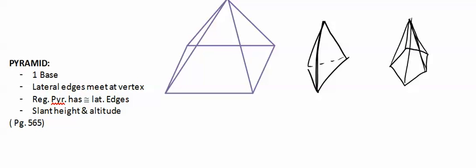Today's section, 12.2, we'll be talking about just pyramids. And you'll see on the left-hand side a few things to know about pyramids. The first thing is that they will have one base. Their lateral edges meet at the vertex. So if you remember what lateral edges mean, this would be a lateral edge.